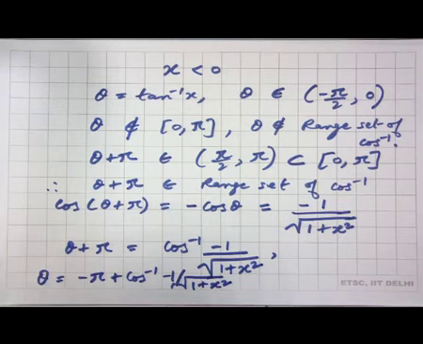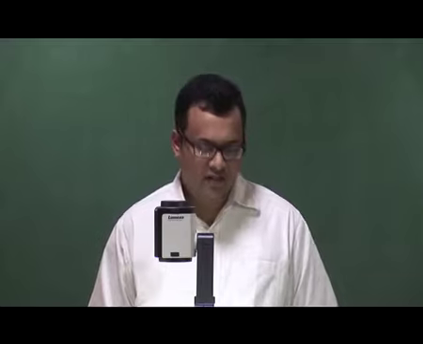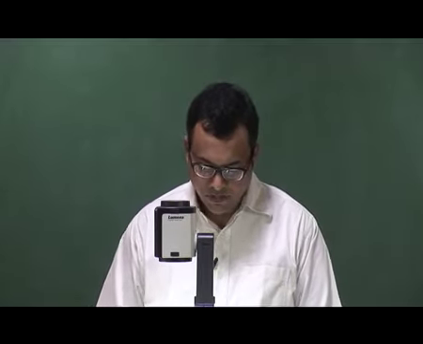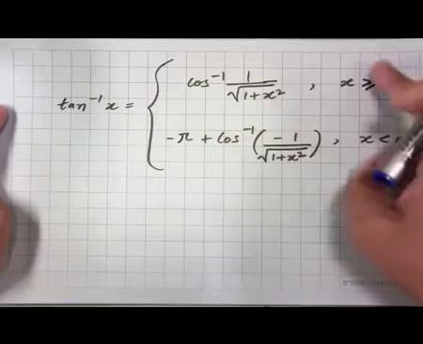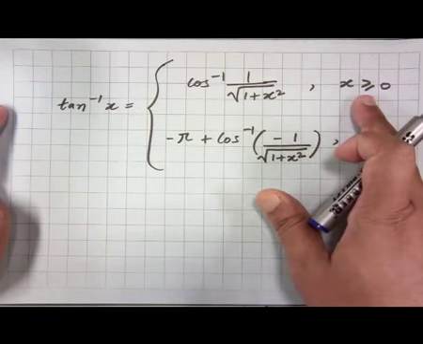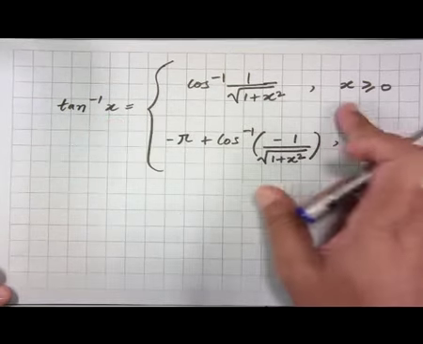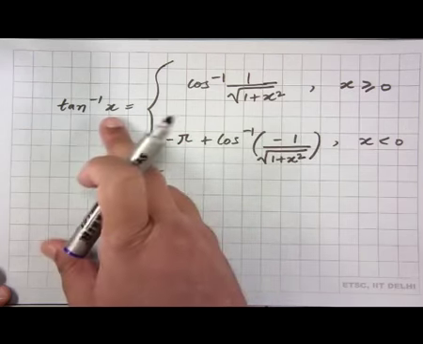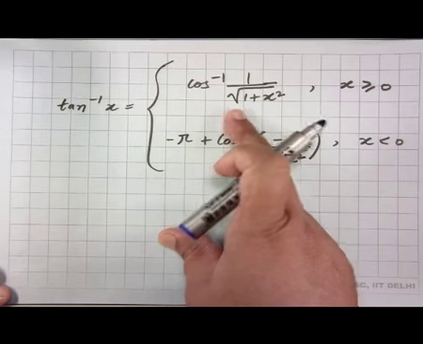So, both these cases can be summarized now, and what we finally have is that for any value of x which is real valued, tan inverse x is given by this formula. When x is greater than or equal to 0, then tan inverse x is equal to cos inverse of 1 over positive square root of 1 plus x square.